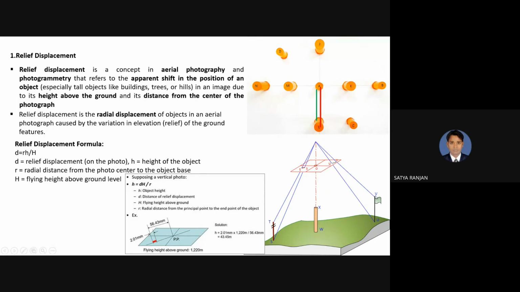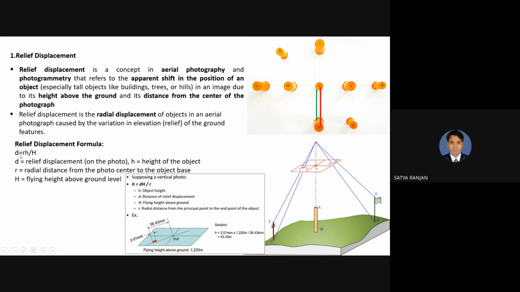V is the top elevation and U is the base elevation. Then we just seen from the sensor. Then there is a shift in distance from U to V, likewise T to S. So this displacement is called the relief displacement. If the height of the object is more, then the relief displacement is also more. If the height of the object is very less, then the relief displacement is very less.